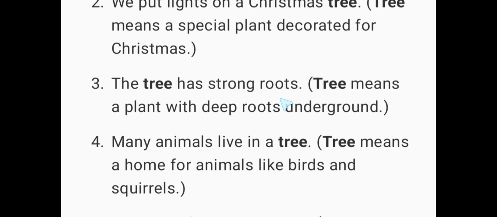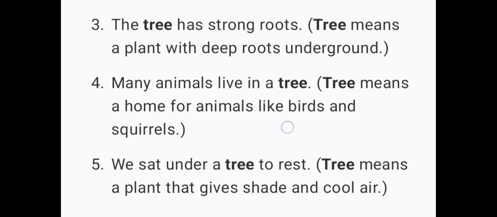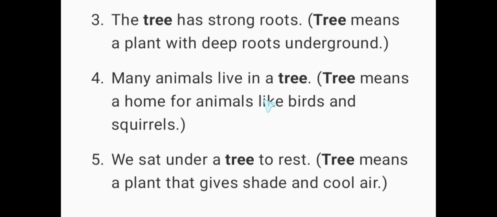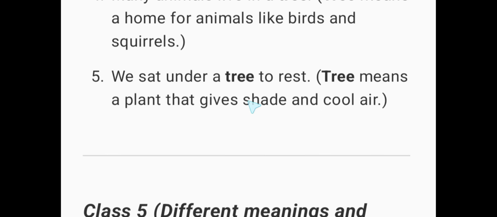The tree has strong roots. Tree means a plant with deep roots underground. Many animals live in a tree. Here, tree means a home for animals like birds and squirrels. We sat under a tree to rest. Tree means a plant that gives shade and cool air.